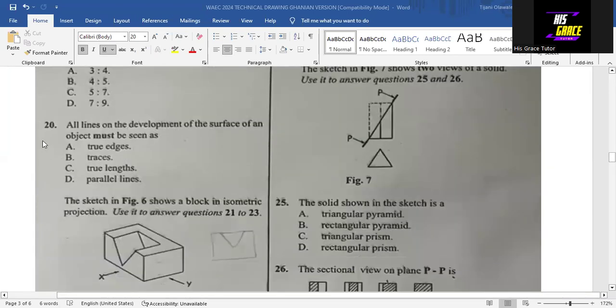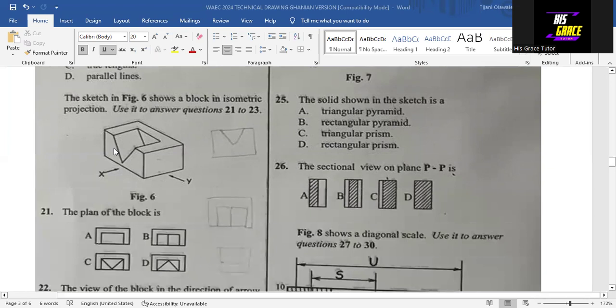Then question 20 says that all lines on the development of the surface of an object must be seen as true lengths. They must be seen as true lengths. So the answer is option C for this particular question 20.